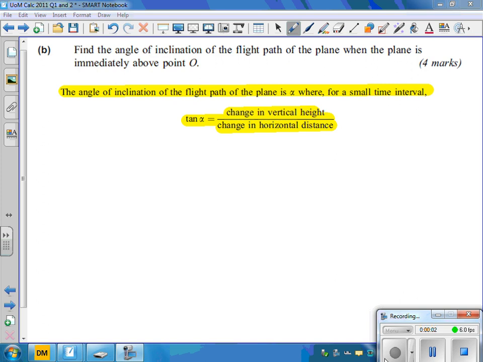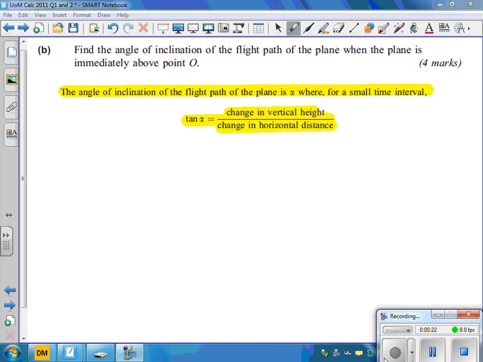Right, 2B really is a very hard question. The examiner's report did say that not many students had much success with this, but we'll give it a go. So you do need to have read the datasheet carefully and have spotted the bit that's highlighted here in yellow that tells you how to calculate the angle of inclination. Okay, so that's just straight from the datasheet.